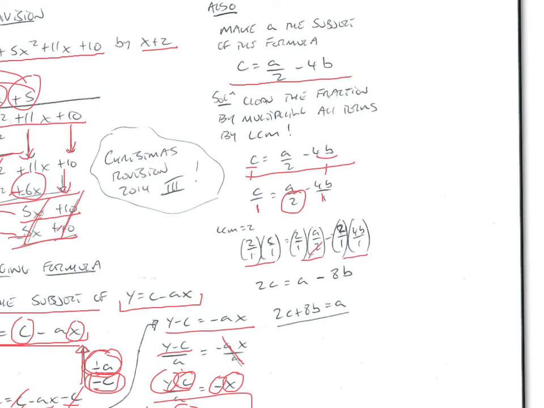Look for any cancellations, there's 1 there. 2 by c is 2c here. This becomes a, and this becomes 2 by 4b is minus 8b. And you should be able to see then that a, because that's what we're making the subject of the formula, a is actually equal to 2c. Bring this over, becomes plus 8b.